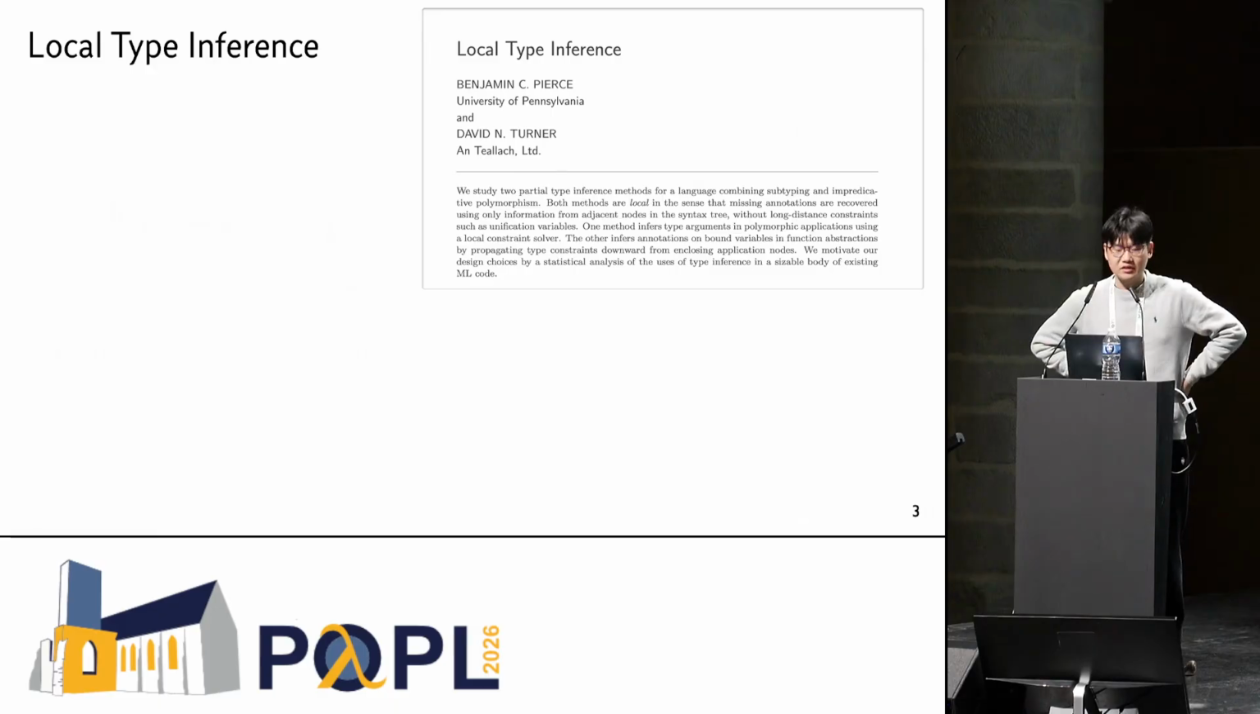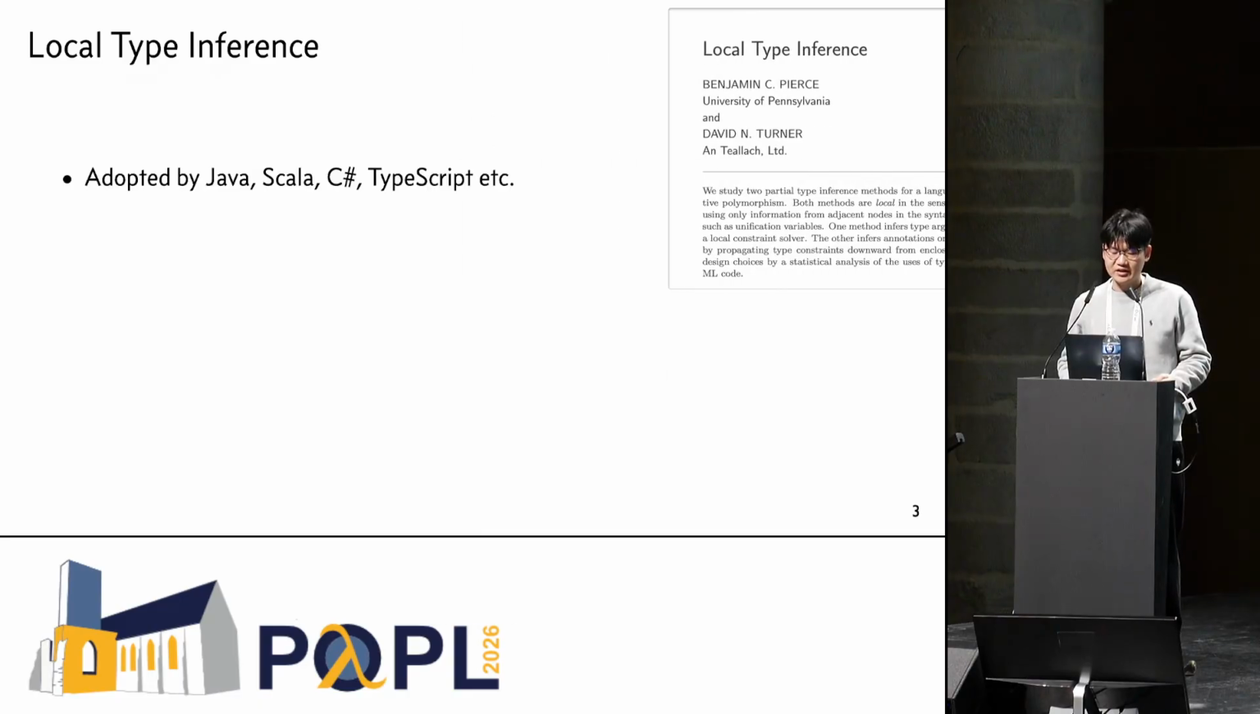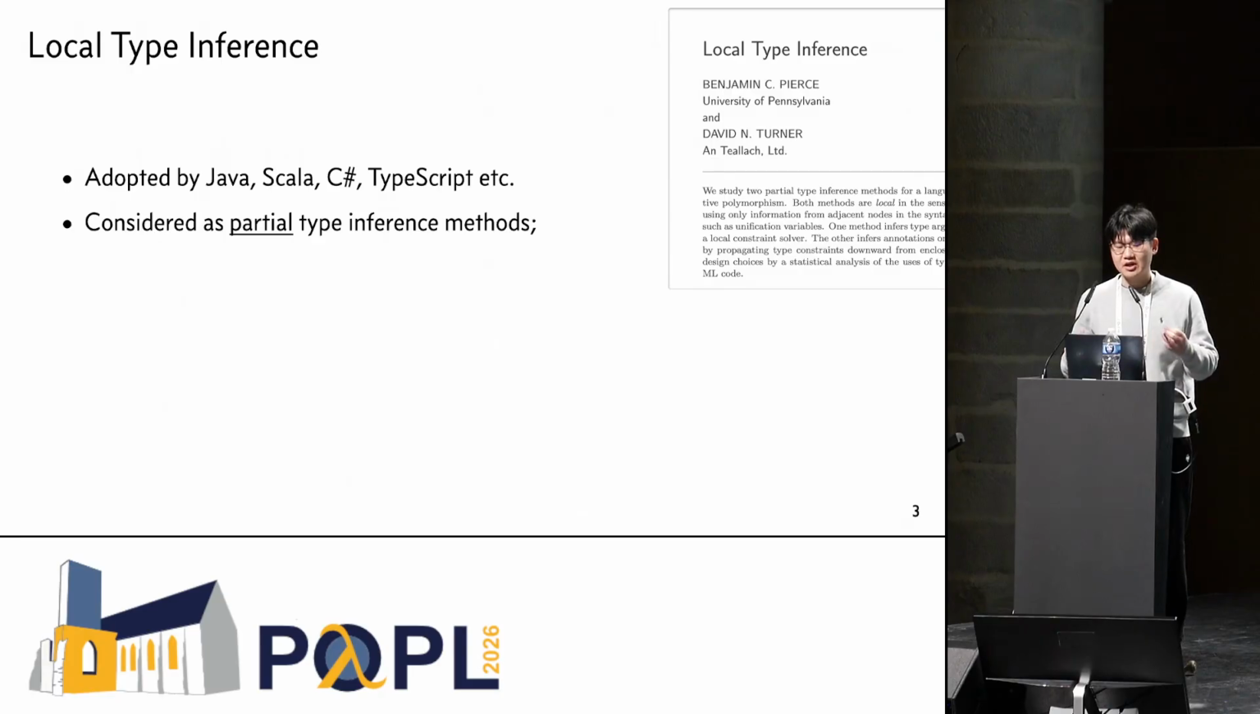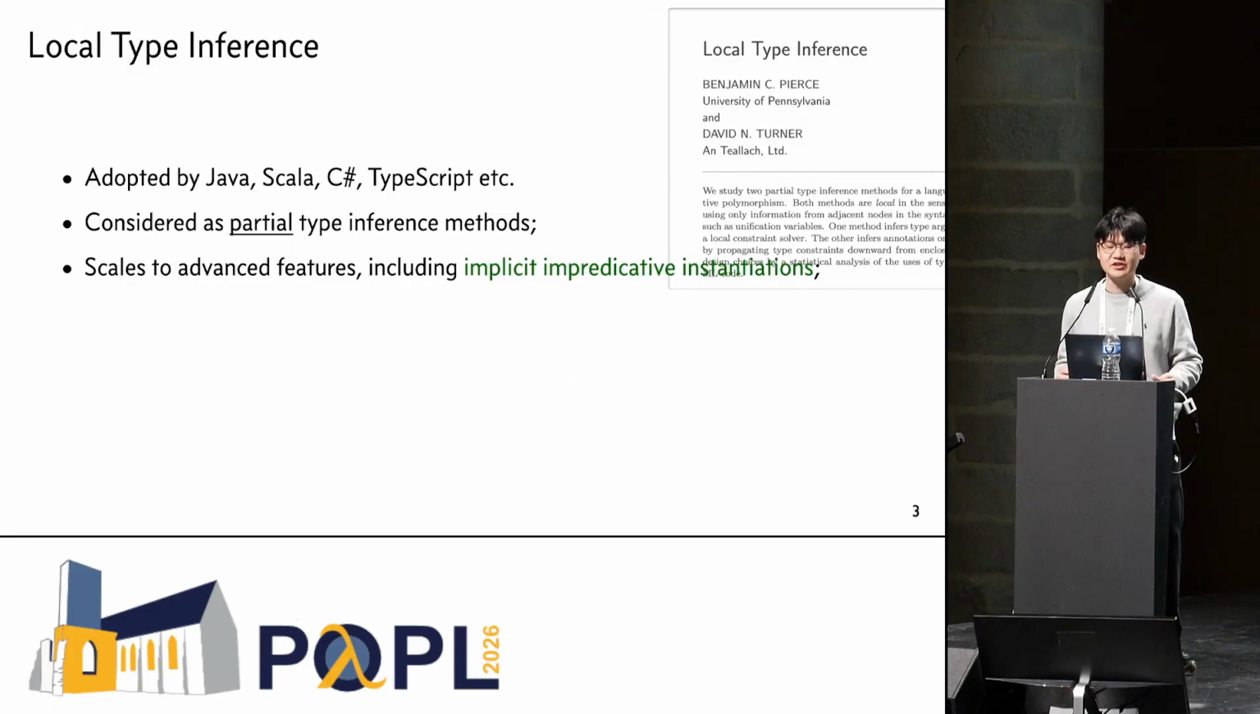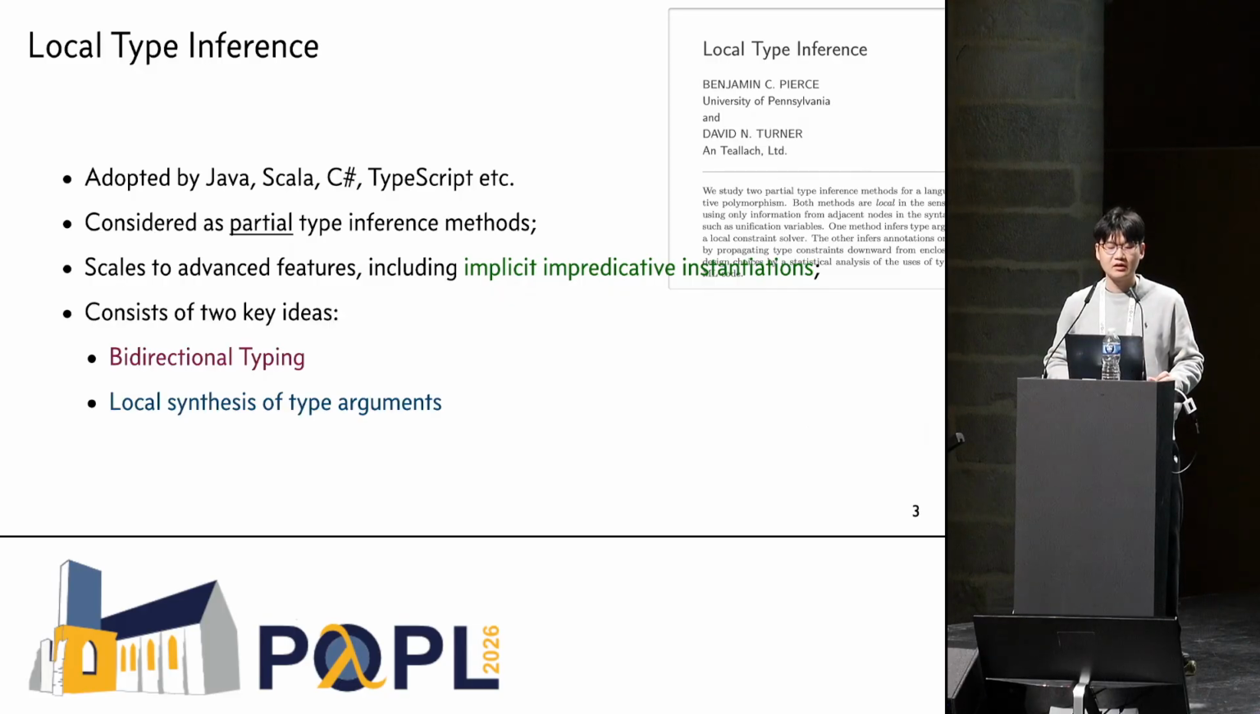Local type inference was proposed by Pierce and Turner about two decades ago. It's widely adopted by mainly practical languages, including Java, Scala, C#, and TypeScript. It's considered a partial type inference method, which means when programming with a language that uses local type inference, you are required to put a certain amount of type annotations to trigger or guide the type inference and type checking, which makes it scale to advanced features, including implicit, impredicative instantiation, and also subtyping.